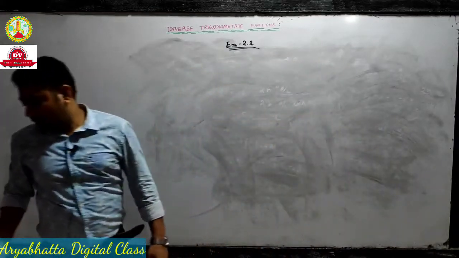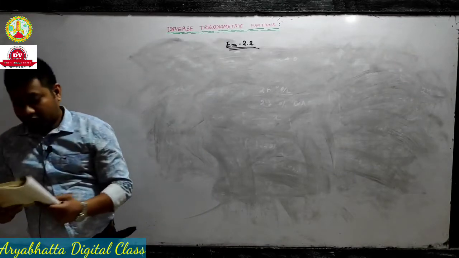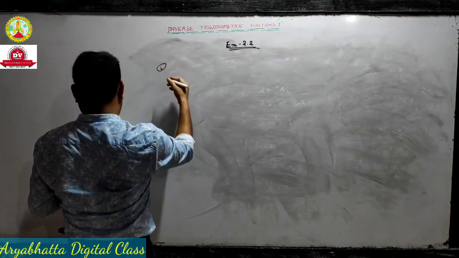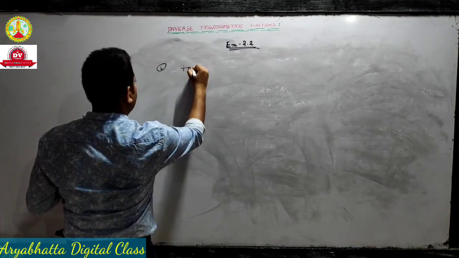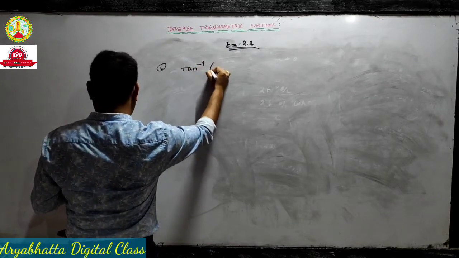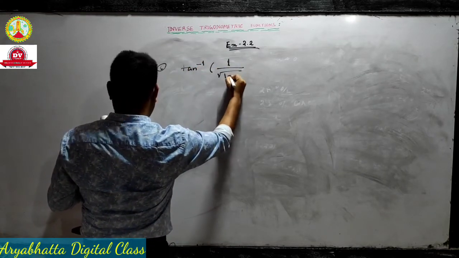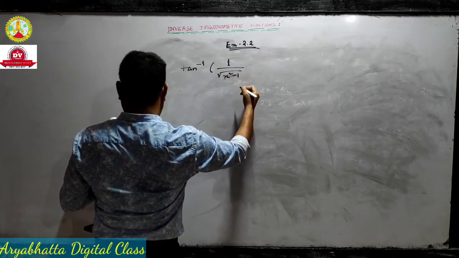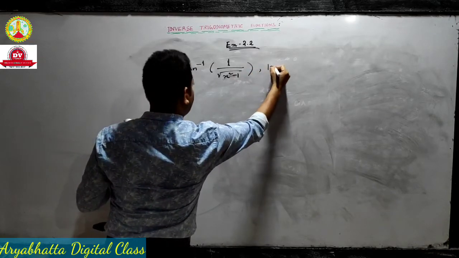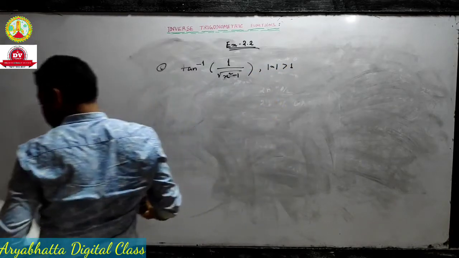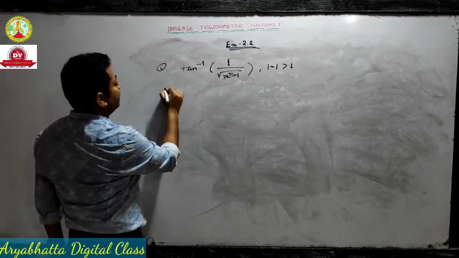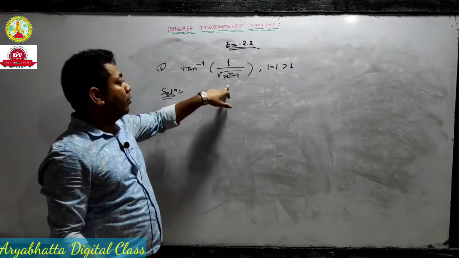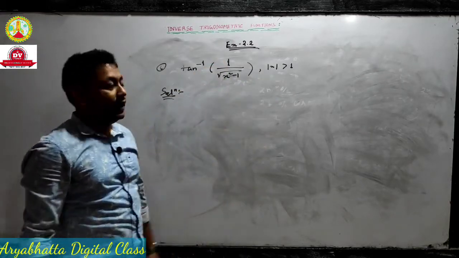Now, we will discuss another question. Question number 6. Write the simplest form tan inverse 1 by root x square minus 1, bracket close, modulus x greater than 1. Solution. Write the simplest form tan inverse 1 by root x square minus 1 where modulus x greater than 1.